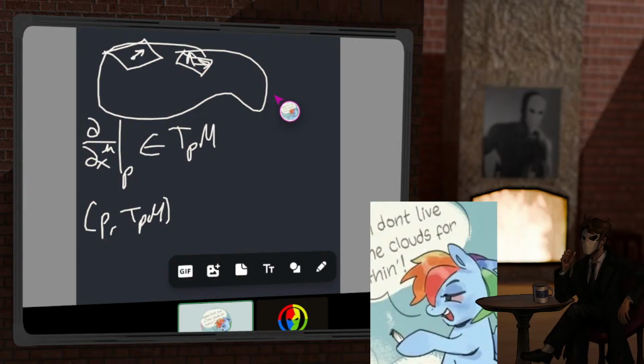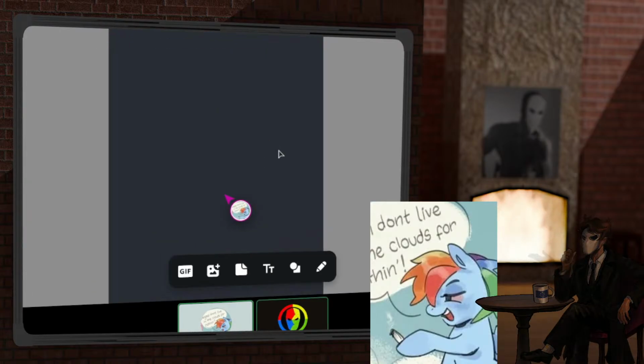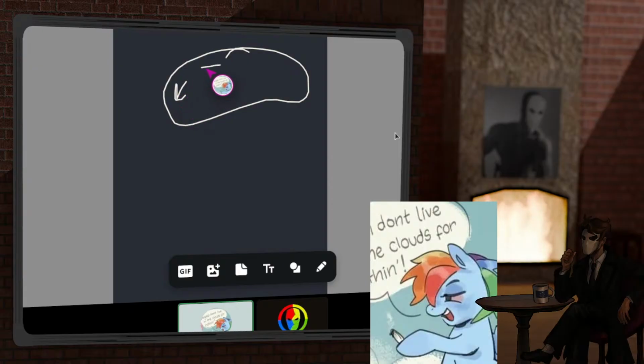And so anything of the form d or del x mu is a vector field. So if you want to delete all of that, absolutely everything? Yep. So if you have our manifold, then we can have a vector field, a tangent vector field on the manifold.